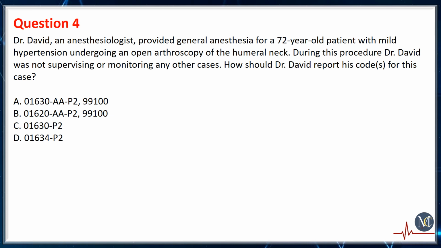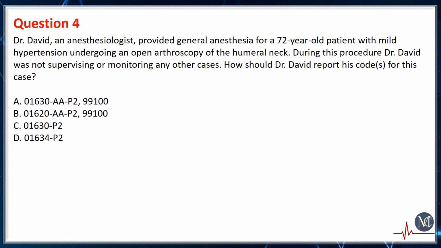Our next question is: Dr. David, an anesthesiologist, provided general anesthesia for a 72-year-old patient with mild hypertension undergoing an open arthroscopy of humeral neck. During this procedure, Dr. David was not supervising or monitoring any other cases. How should Dr. David report his codes for this case?